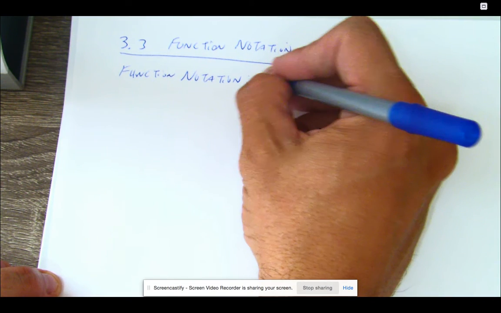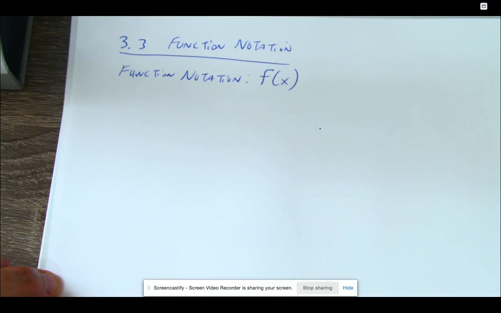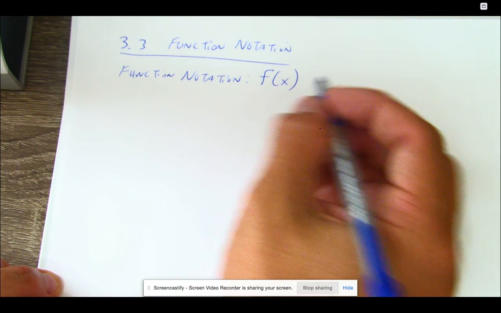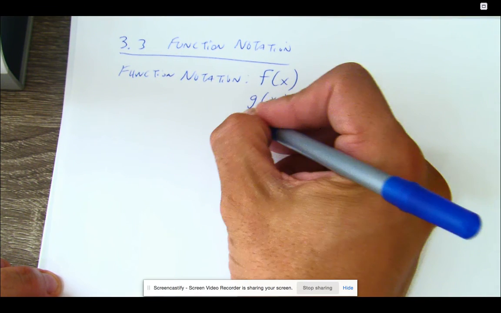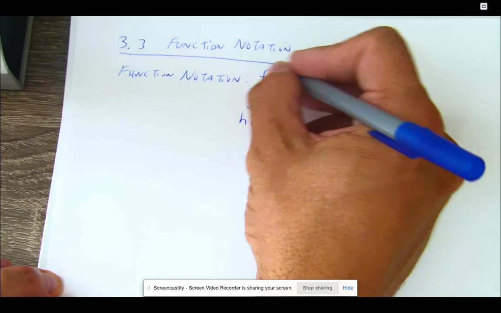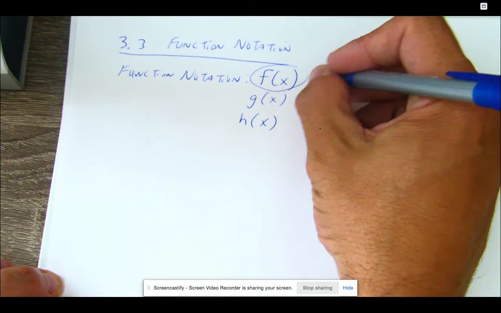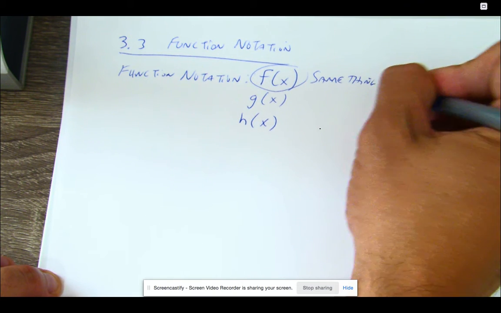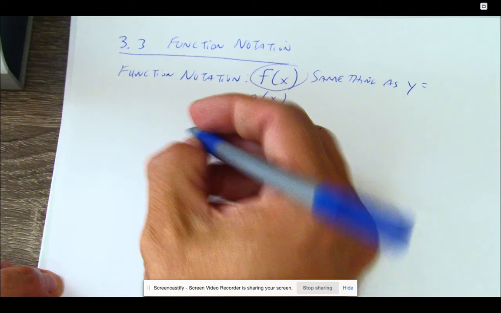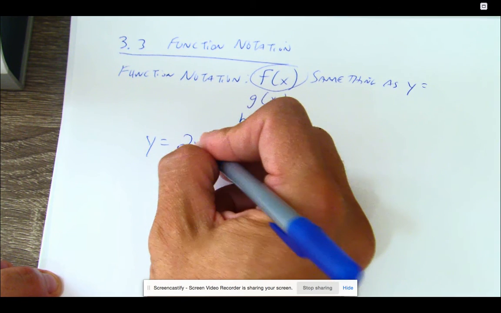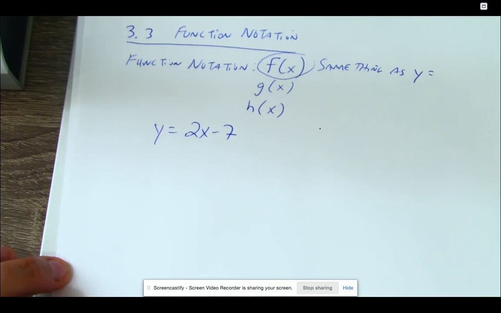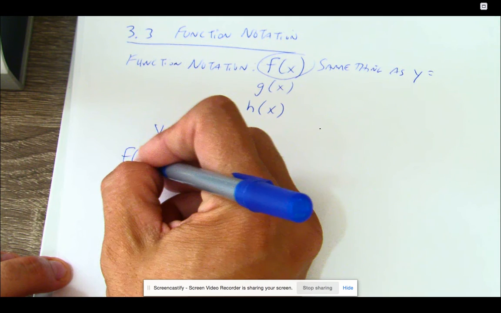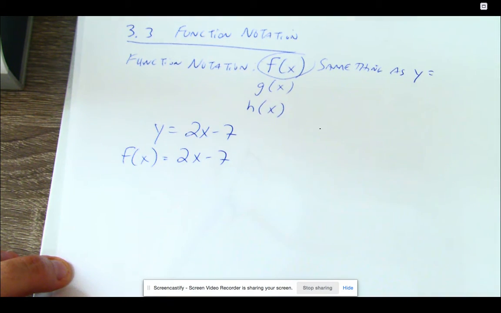Okay, so what's going to happen, you're going to have this new little thing that says f, this is called f of x. Sometimes it'll have different letters like g of x or h of x, but this is the main one we're going to be using. And it's the same thing as y equals. So for instance, if I gave you a problem that looks like this, y equals 2x minus 7, a new way that it's going to be written is going to look like this. It's going to say f of x equals 2x minus 7. And these literally mean the same exact thing.